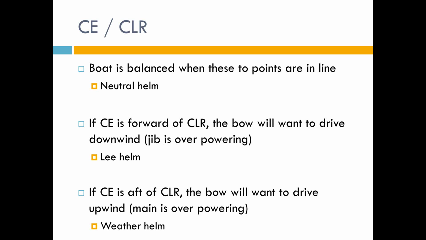If your trim is slightly off, or maybe you've put up a much smaller jib or reefed your main to create an imbalance, and you move the center of effort forward of your center of lateral resistance, you're now putting more power into the jib with respect to the main, so the bow is going to want to drive down away from the wind, down to leeward. That's where we get lee helm. The converse is if we move the center of effort aft, now we're putting more power into the main, less into the jib, so the boat's going to want to drive up into the wind, up to weather. That's where we get weather helm.